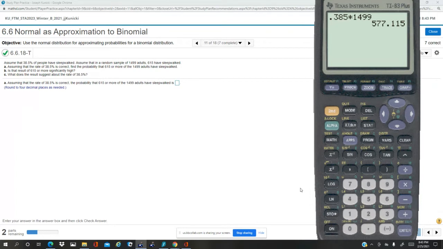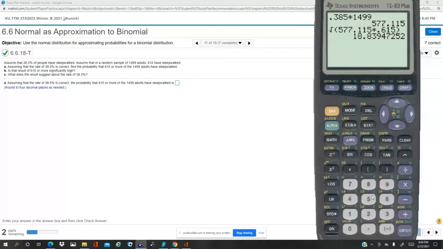Now, sigma is the square root of NPQ. Well, we already have NP, so I take the square root of NP, which is 577.115, times Q. Well, if P is 38.5%, then Q is 61.5%. So that'll be 0.615. And so S, or sigma, is we'll call it 18.839. So now we can use that in the normal.